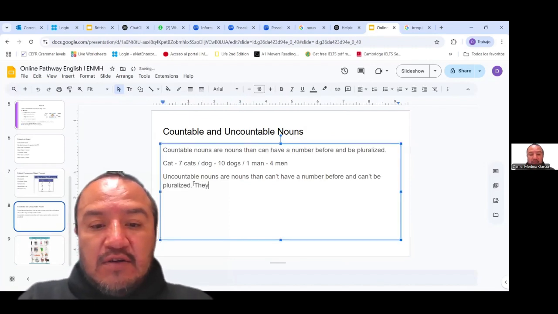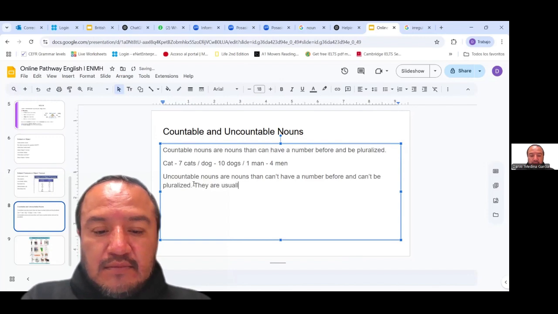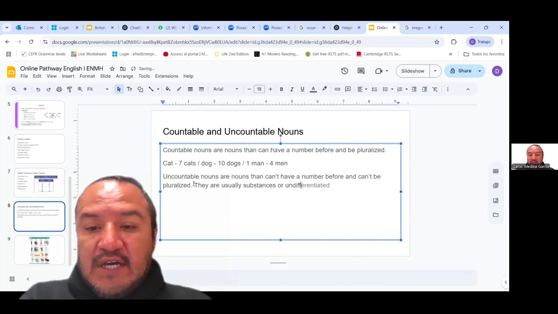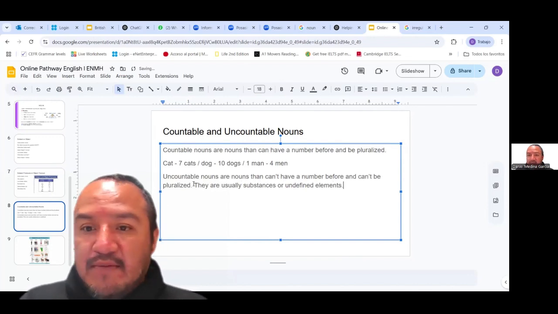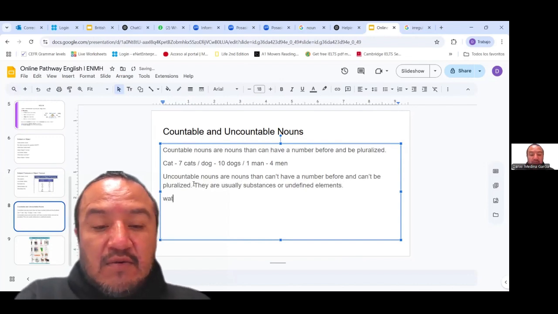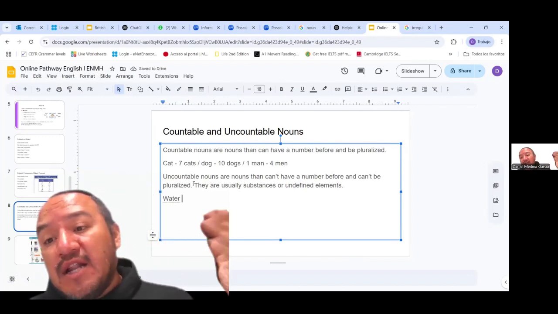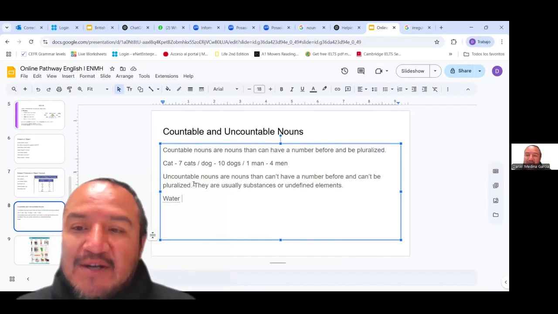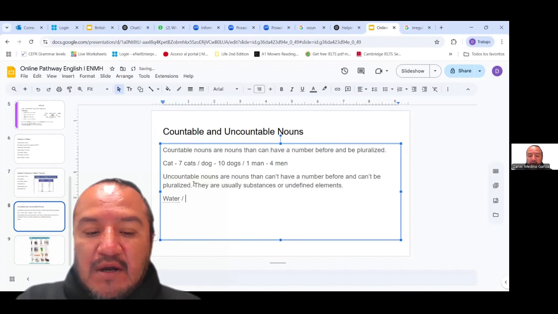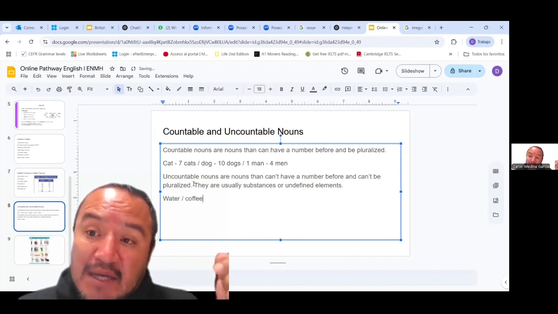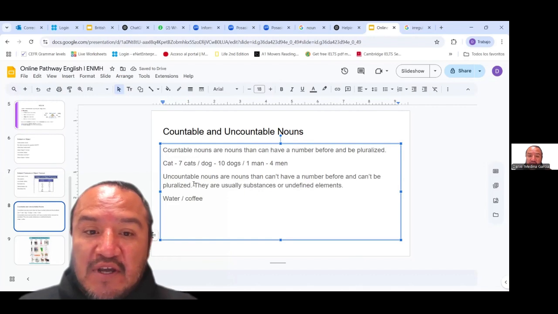And over here, we're going to continue with uncountable nouns. They are usually substances or undefined elements. Sorry, my typewriting is not the best. So you say water. Can you pluralize water? You can pluralize bottles of water, glasses of water, tanks of water, but not exactly water. So there we are. Coffee, the substance. You can have a cup of coffee, but not exactly 2 or 3 coffees.